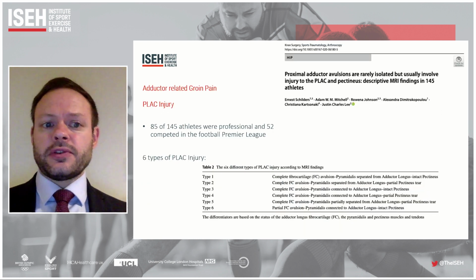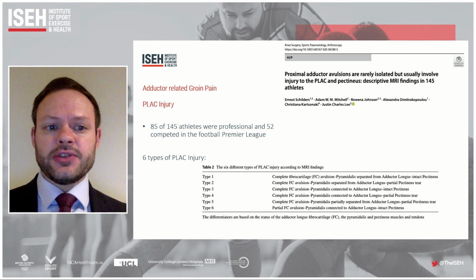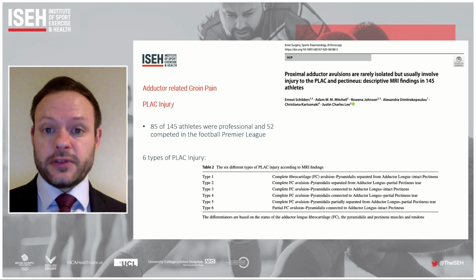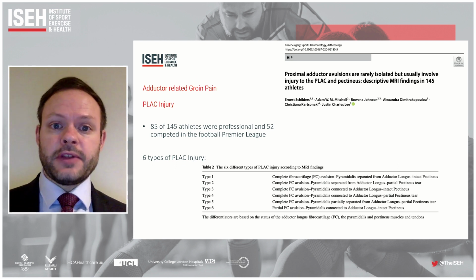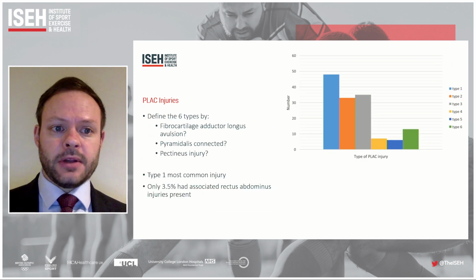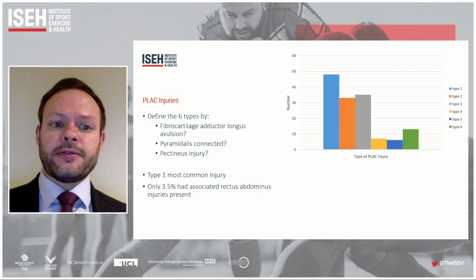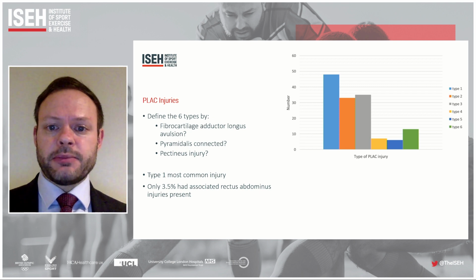So Schilder's group went on to classify the plaque injury into 6 different types, depending on what was injured. And this allows us to, as a surgeon especially, deal with the exact ruptures and what needs repairing. The most common type is type 1, and this is where the adductor longus has avulsed. It's very rare that we see rectus abdominis injuries with this, but they can happen in certain types. We also have to assess the pyramidalis and the pectineus muscle.